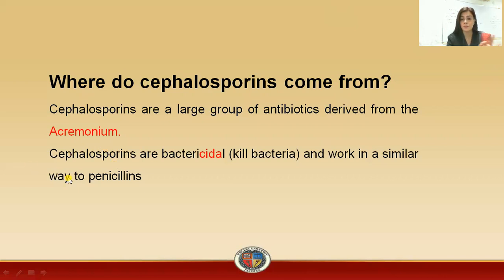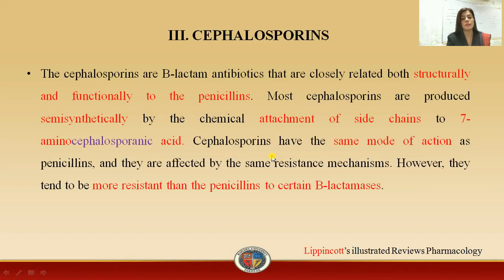Here I am saying these cephalosporins are bactericidal, that is they have the ability to kill the bacteria. These cephalosporins are cell wall synthesis inhibitors. They have a similar action to that of the penicillins. So you can say that they are structurally and functionally similar to the penicillins. Most of the cephalosporins are derived semisynthetically, that is by the addition of a side chain to the 7-amino cephalosporanic acid. We will see this structure in the next slide.